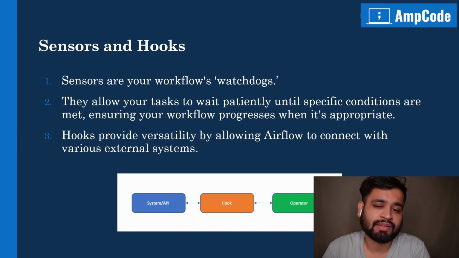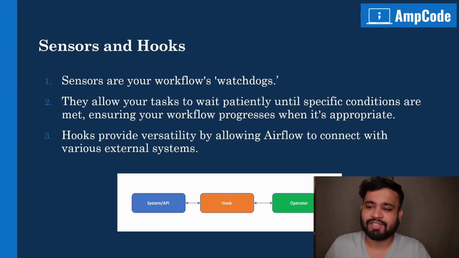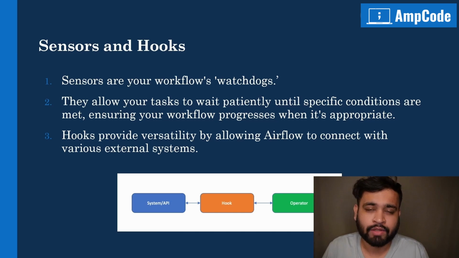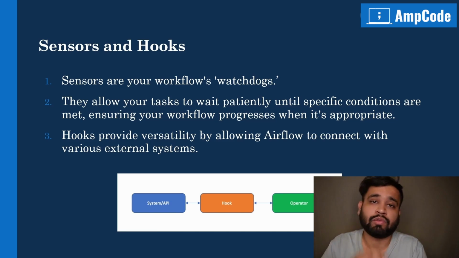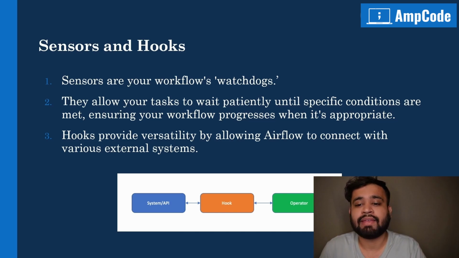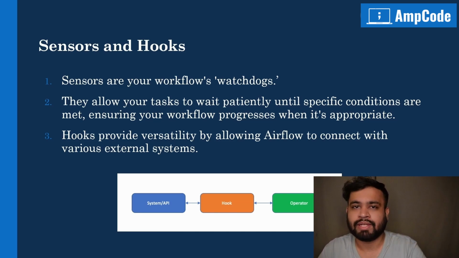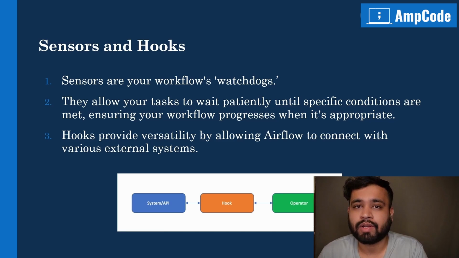Okay, so the next components are sensors and hooks. Sensors are like your workflow's watchdogs. They allow our tasks to wait patiently until specific conditions are met, which ensures that our workflows progress when appropriate. You can put various conditions on top of your workflow. Once those conditions are satisfied, only then will your workflow get executed, and after that the next one which is dependent upon it will get executed. This is to ensure the accuracy of your workflow.